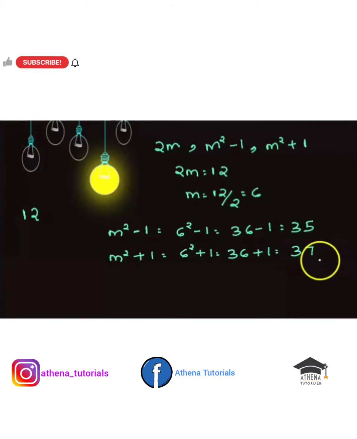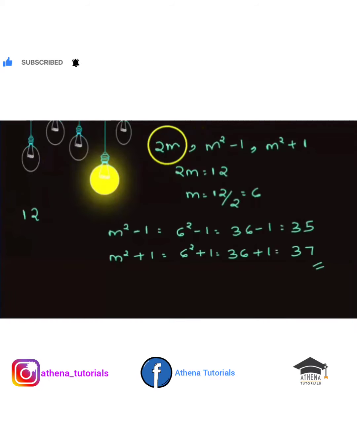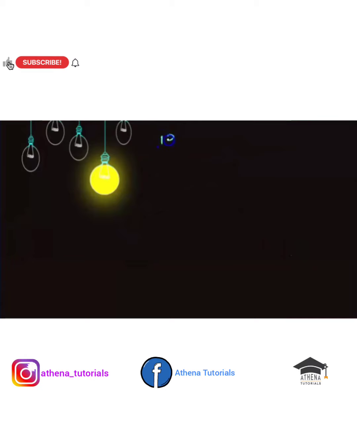Let's try to understand whether this is a Pythagorean triplet or not. The numbers we got are: first number is 12, second number is 35 and 37.